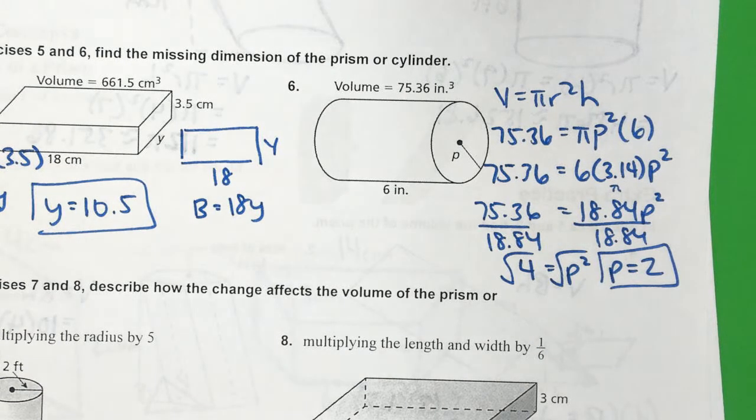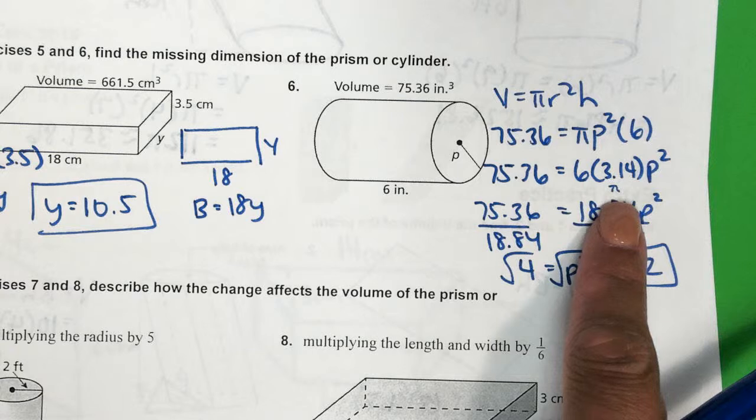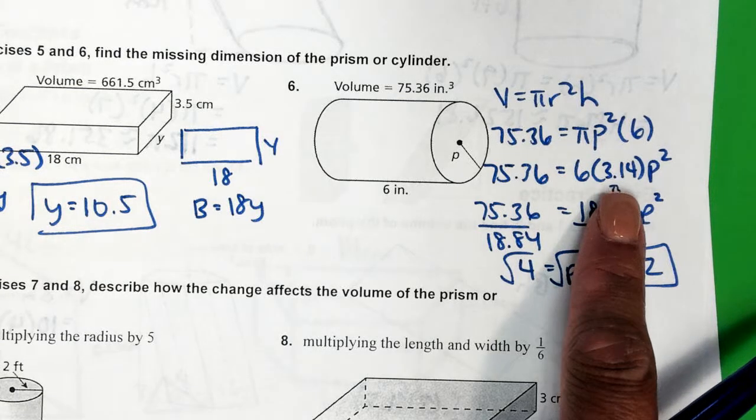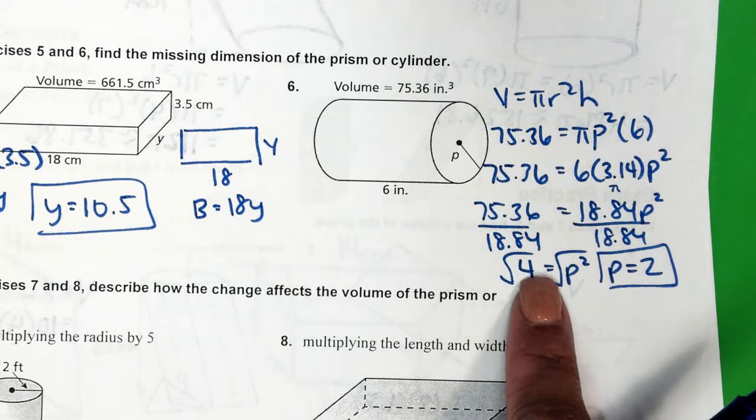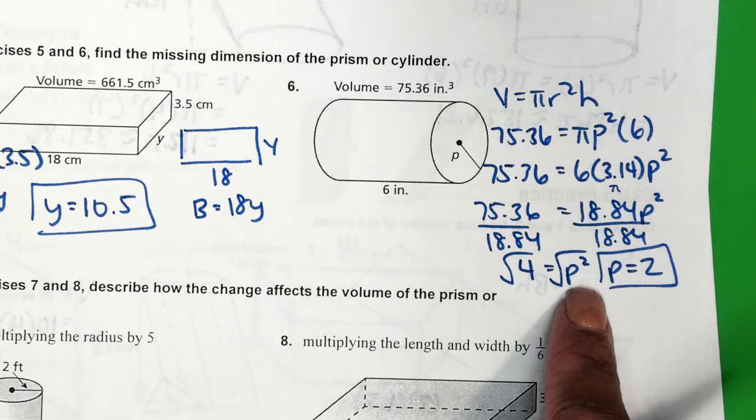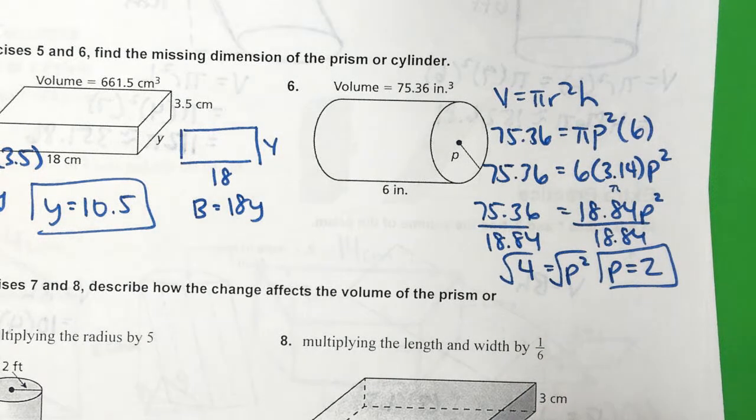So that is number 6 on trying to find a missing dimension involving pi. And again, I use 3.14 for pi. If you decide to use the full decimal, you might be a little skewed on whether you get a perfect 2 or not. So keep that in mind.